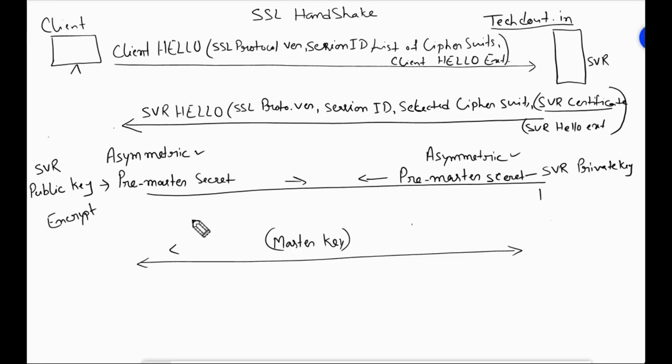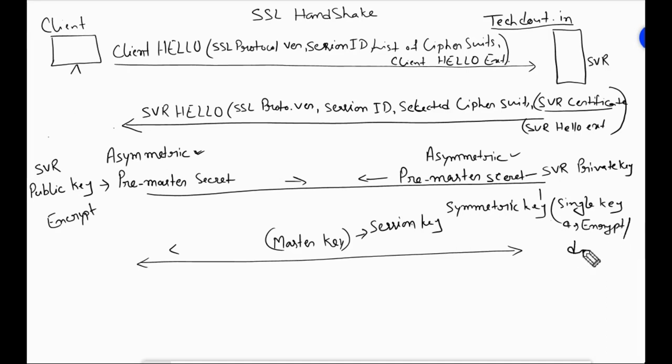Now once they have successfully created the pre-master secret, and on behalf of that pre-master secret they have created a master key, they will calculate this master key to create a key that is called the session key, and this session key is a symmetric key. So a symmetric key is a single key for encryption and decryption.